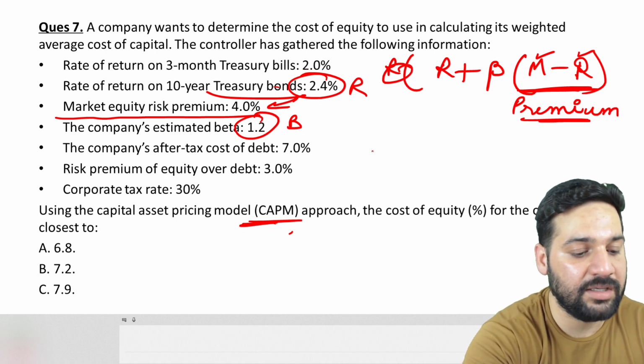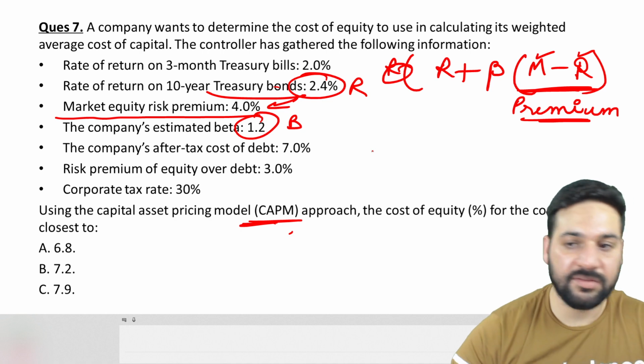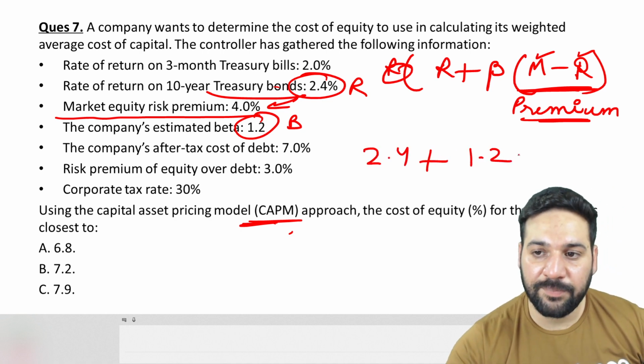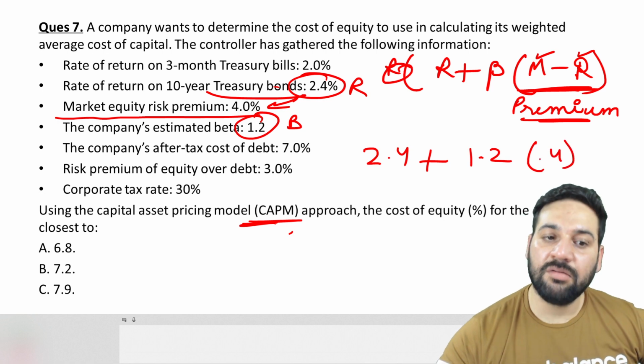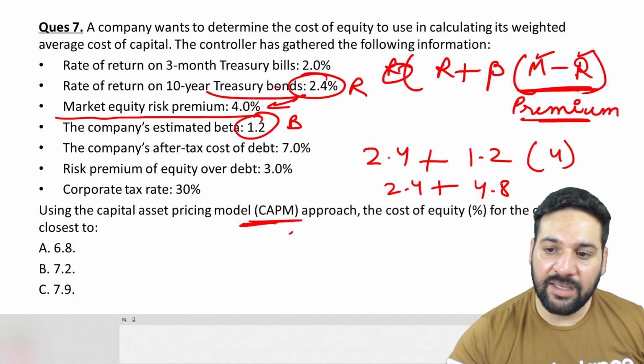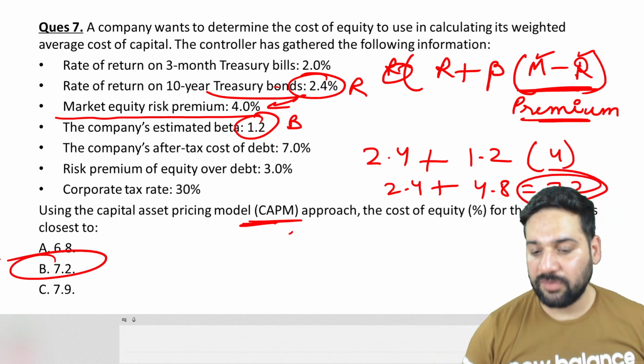You got your clear answer, no need to go that in depth. So it is directly the risk-free return of 2.4 plus 1.2, which is the beta, times the market premium of 4%. So 2.4 plus 4.8 is equal to 7.2%. 7.2%, without using any calculator, you can solve these questions.